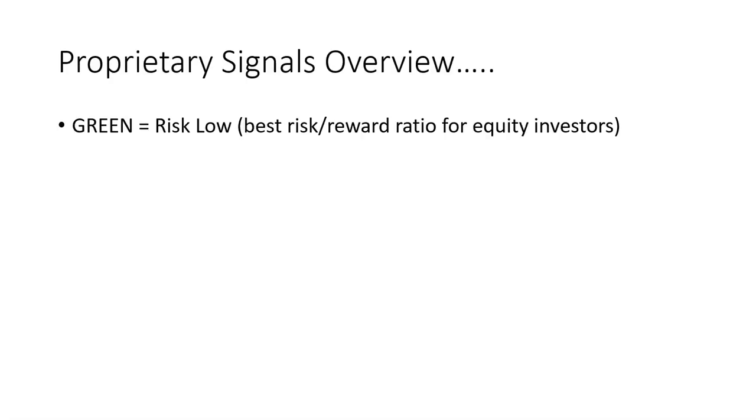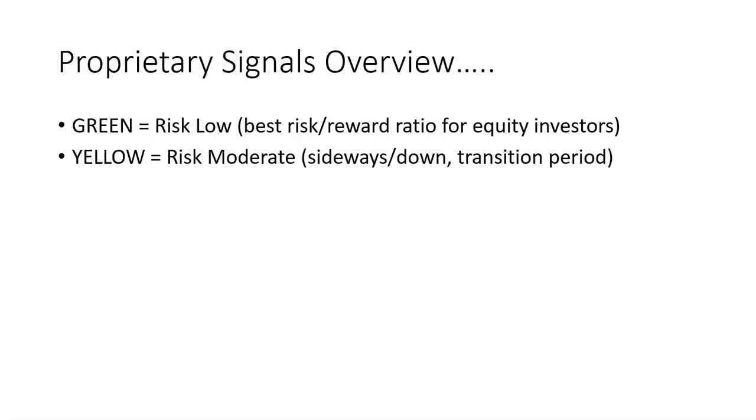So now let's review the signals within my model. First off, we have the green signal. When the signal is green, this means that risk is low in the overall stock market, and the green signal has the best risk-reward ratio for equity investors. When the signal is yellow, this means that risk is moderate in the U.S. stock market. And what you can expect during a yellow signal is that the U.S. stock market is going to be sideways to perhaps slightly down. And this is a transition period a lot of times where the signal maybe had been green for a while and then it goes yellow.